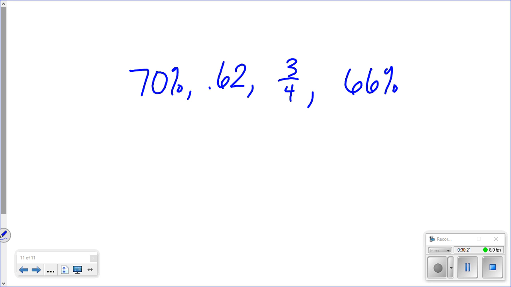Easiest thing to do, make them all decimals. Because if you made them all fractions, then you'd have to mess with a lot of denominators. That would be horrible. So decimal is the easiest way to order them.